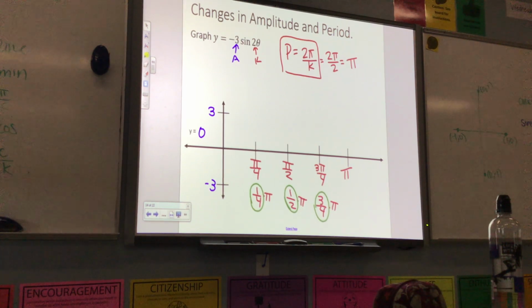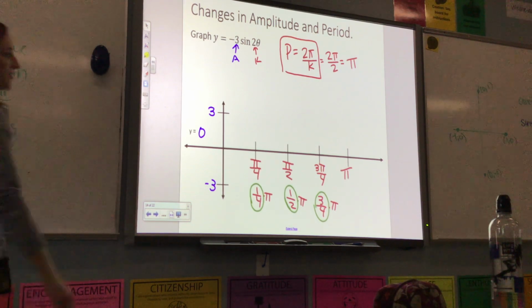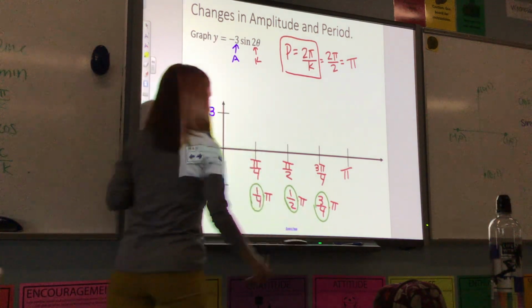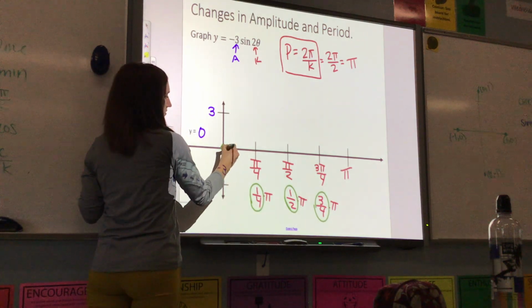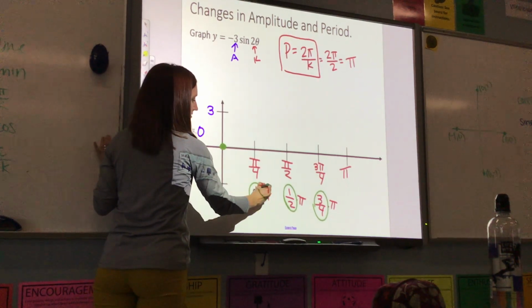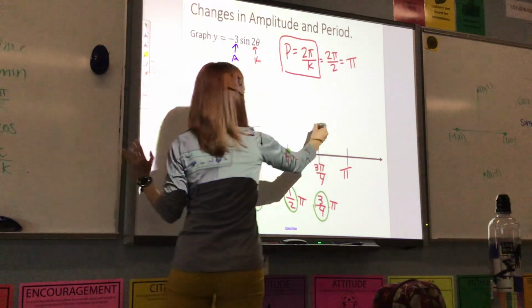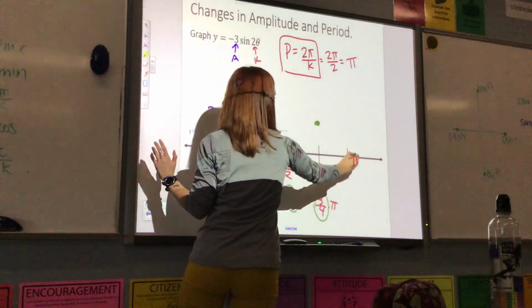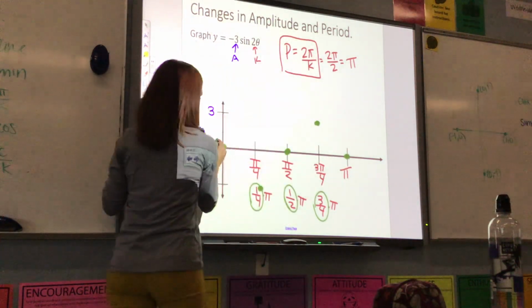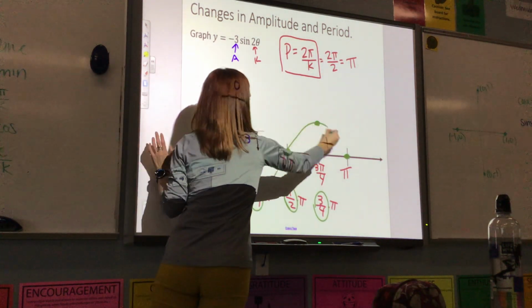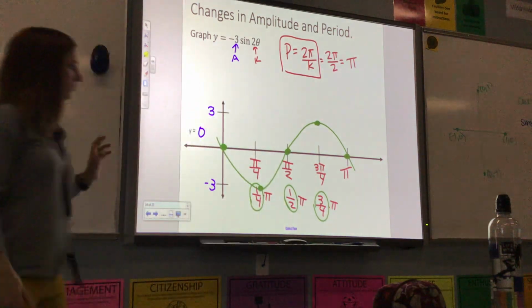Now you have to sketch it. Since this is a negative sine graph, first off, you know why it's a negative sine graph? It's a negative and this is a sine. Where does your negative sine graph start at? 0. Then where does it go? To your minimum. Then where? Then to your 0. And then back to 0. Done.